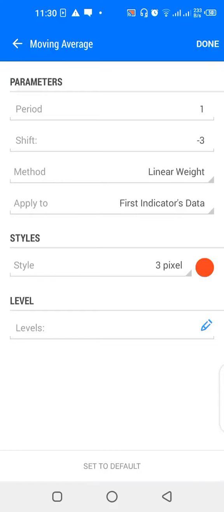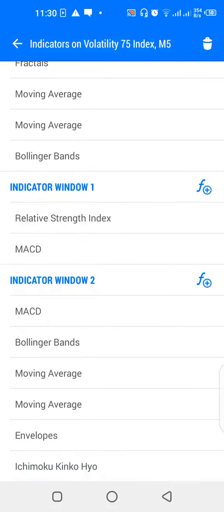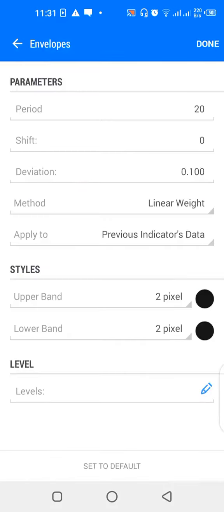And then another moving average, period is 1, shift is -3, method is linear weight, apply to first indicator's data, color is red. Okay, now we have envelopes, period is 20, shift is 0, deviation is 0.1, method is linear weight, applied to previous indicator's data, color is black for the upper band and also black for the lower band.